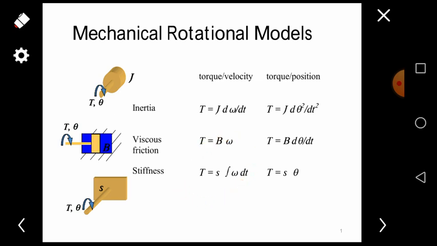Here we are going to calculate the torque in terms of position. For an inertia, it will be T is equal to J into d squared theta divided by dt squared, and for a viscous friction we calculate it as T is equal to b into d theta divided by dt, and for a stiffness it will be calculated as T equal S into theta.